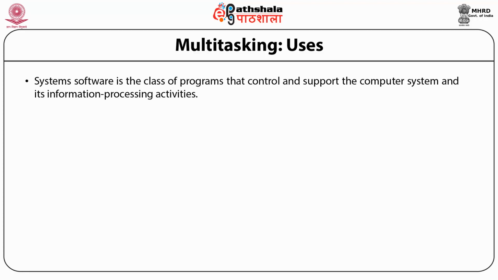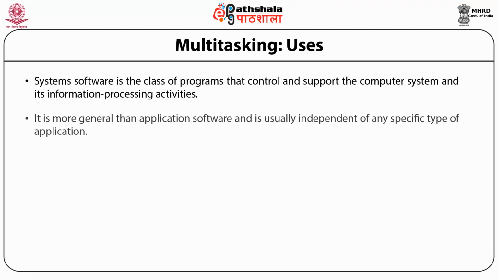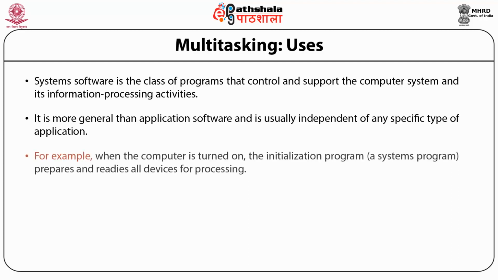System software is the class of programs that control and support the computer system and its information processing activity. System software also facilitates the programming, testing, and debugging of computer systems. It is more general than application software and is usually independent of any specific type of application. System software supports application software by directing the basic function of the computer. For example, when the computer is turned on, the initiation program, a system program, prepares and readies all devices for processing.